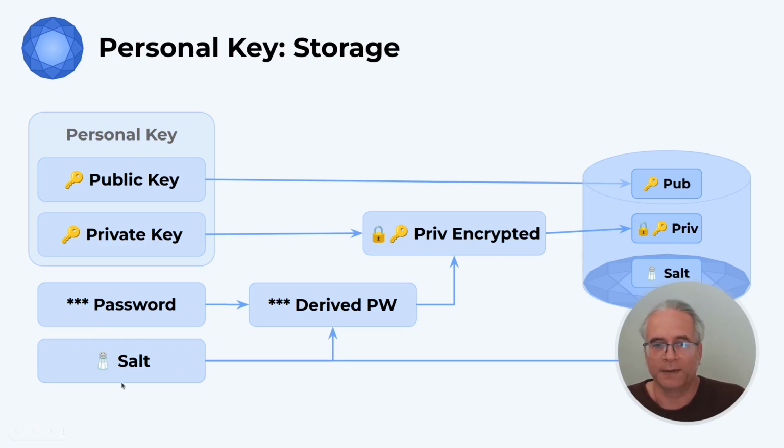And so we use this method to get a derived password, and this derived password is now a good key to encrypt our private key. So this is what we use to encrypt the private key, and then we can store it. And of course we also have to store the salt, which later will be needed to reconstruct our derived password.